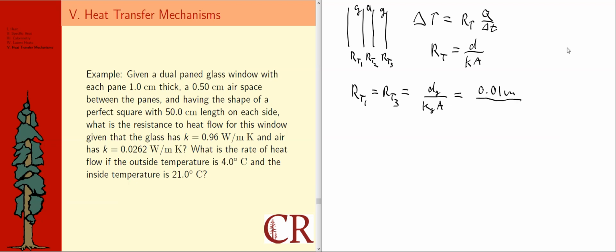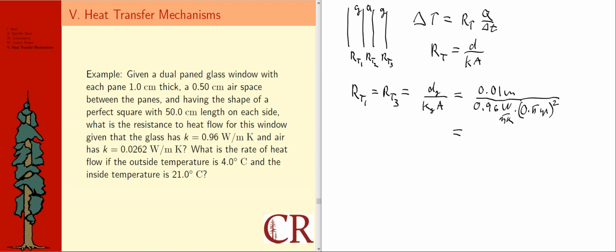For the thermal conductivity, we'll use the 0.96 that we're given. That was the same as in the last example, watts per meter Kelvin. And then multiplied by, we'll use 0.5 meters for the one side of that square-shaped window, and then square that to find the area there.